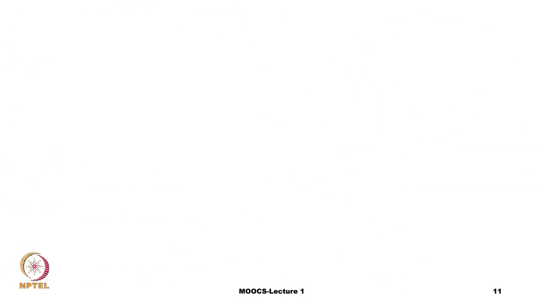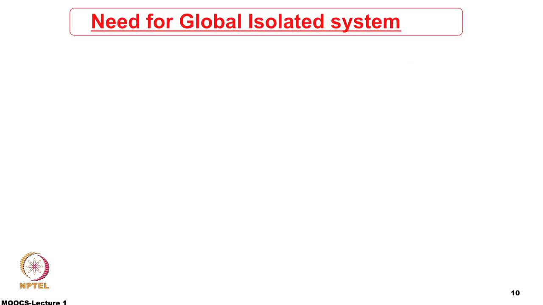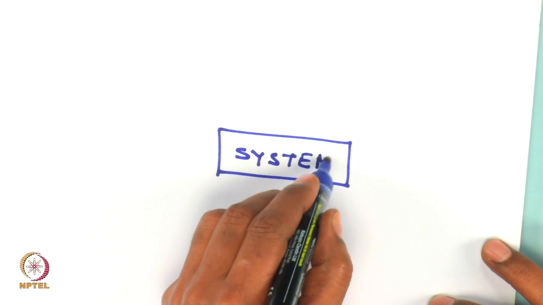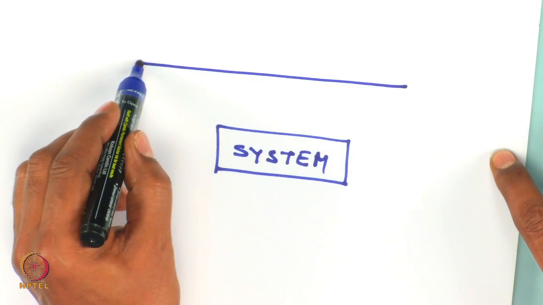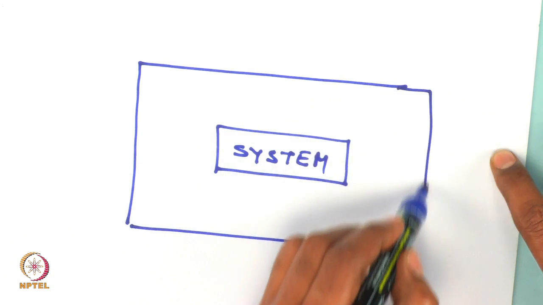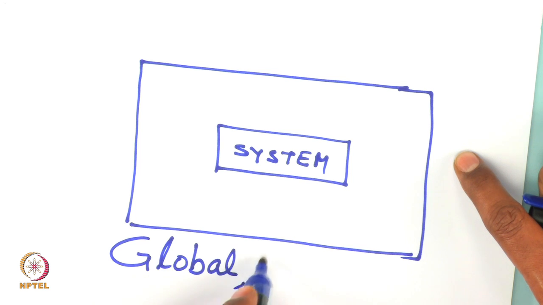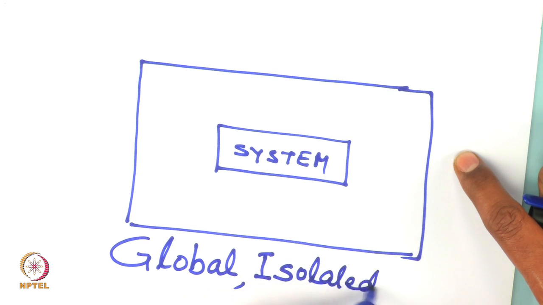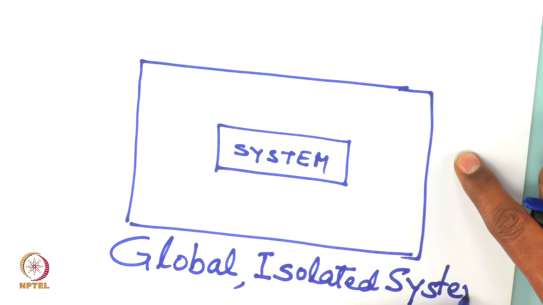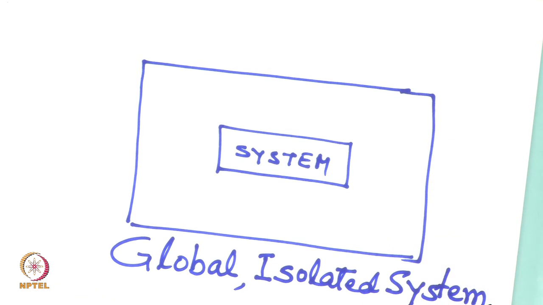Therefore, some authors felt that it is a good idea to introduce a system which is called the global isolated system, and that global isolated system is a system plus its immediate surroundings. Let us say this is my system in which the reaction is going on, and then I put an immediate surrounding and cut off the remaining surroundings from it. This is what some books write as the global isolated system. I am introducing it so that there is no confusion in case we come across this terminology in different books.